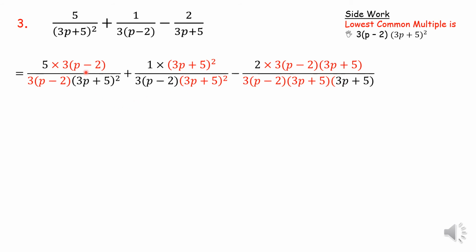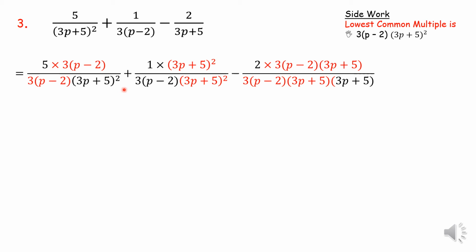What I did here is I did exactly the same thing I did with the previous question. So this has got 3p plus 5 all squared. So it needs the 3p minus 2. That's why I multiply on top by that 3p minus 2, or 3 times p minus 2. And the middle one needs the quantity 3p plus 5 all squared, so you multiply the top with that. And on this side, you need the 3p plus 5, and then also the 3 times p minus 2.